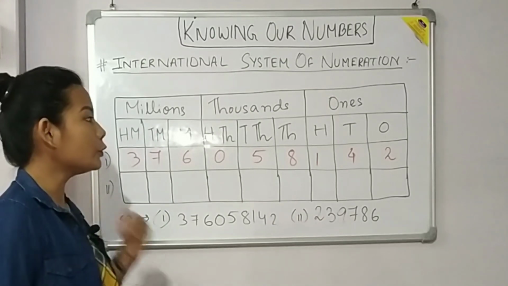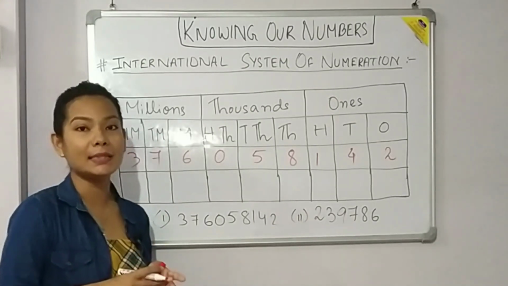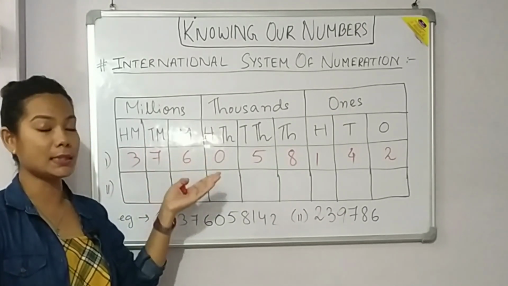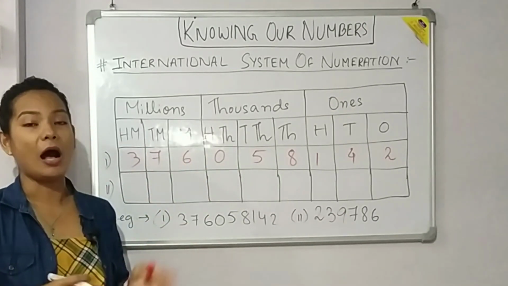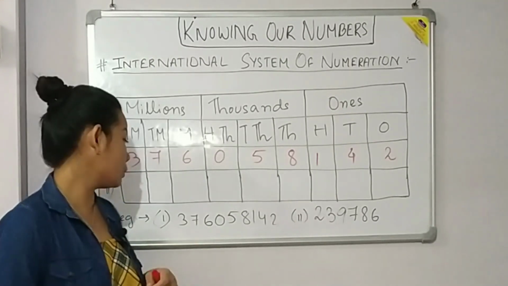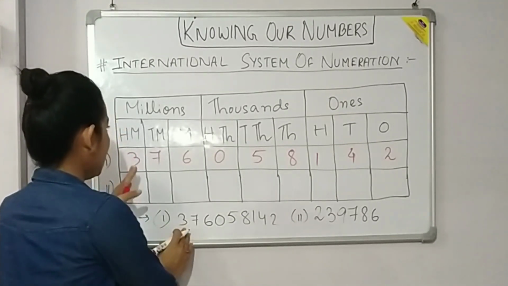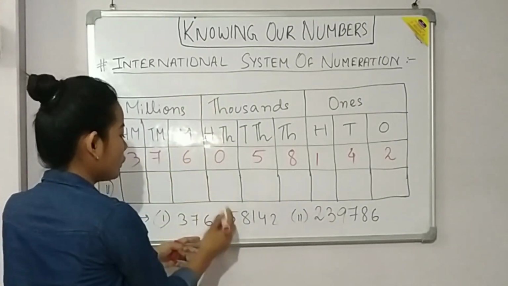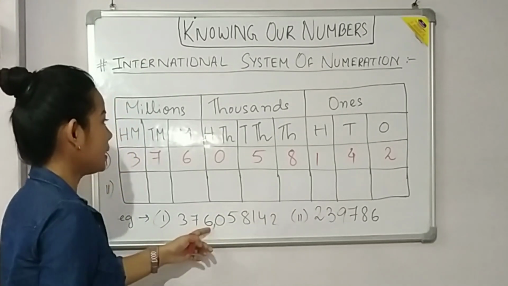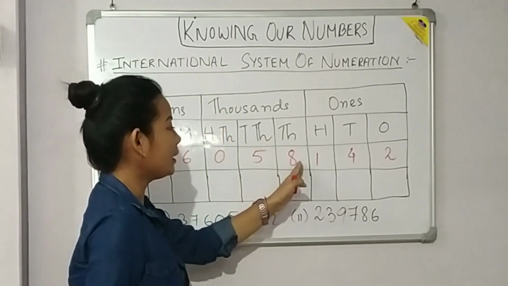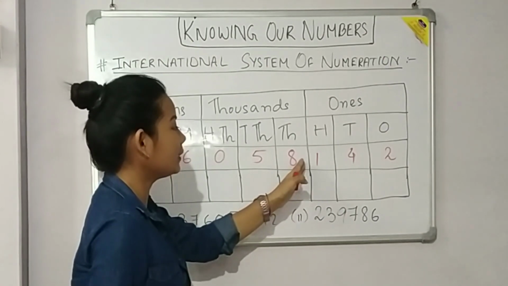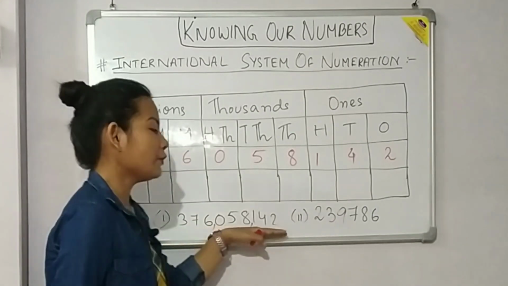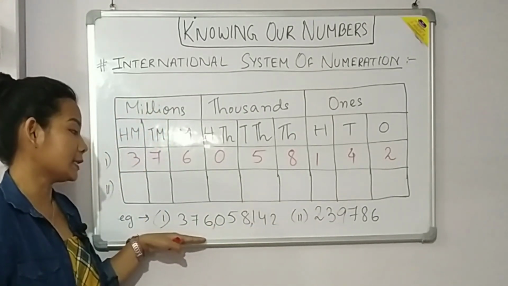Next is how to put the comma. This is the same in our Hindu-Arabic system, and in the international system how to put the comma is the same. After every period we have to put a comma. So here see, the millions period is completing at 6, so we will put a comma after 6, and in the thousands period we have completed our thousands period after 8, so we will put a comma after 8.